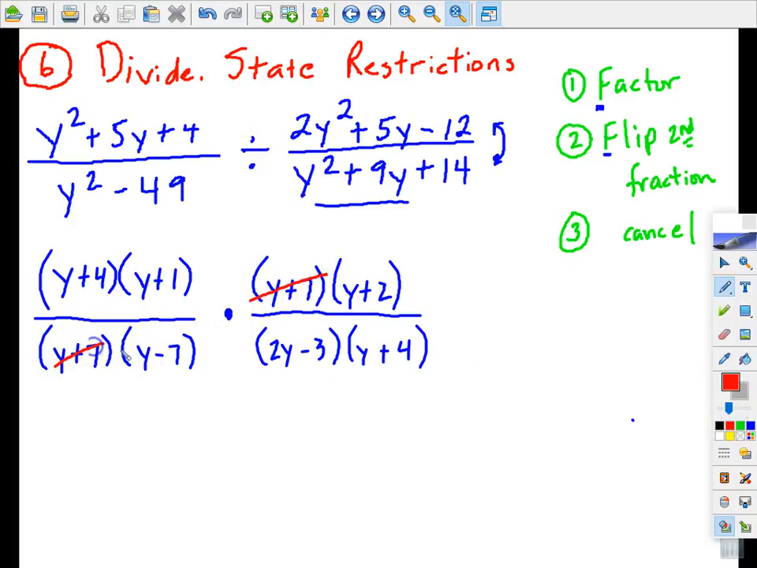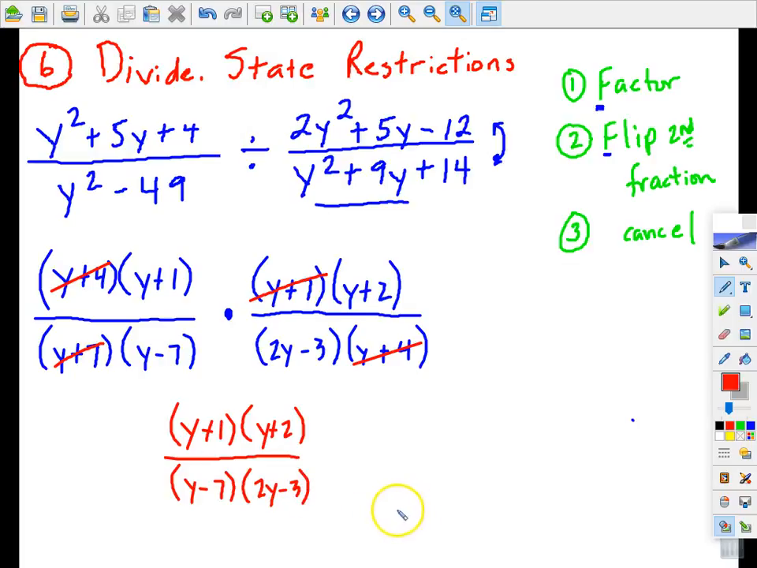Notice we can cancel here, 1 to 1, y plus 7s. The y plus 4s here can cancel. Anything else? I don't see anything else, so whatever doesn't cancel will be shown as our answer. So we got y plus 1 times y plus 2 in the numerator, and in the denominator we have y minus 7 times 2y minus 3.